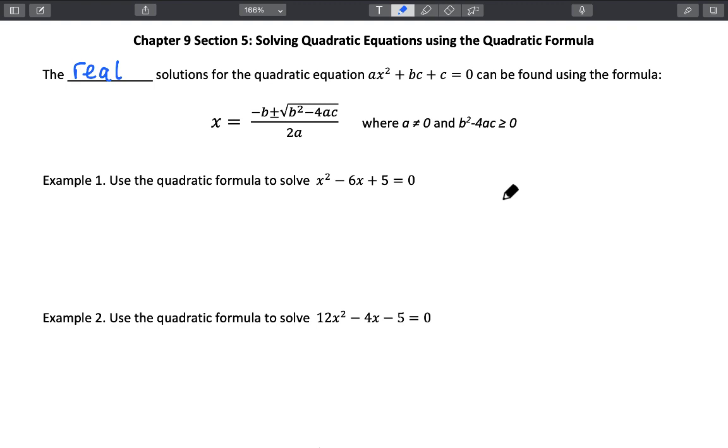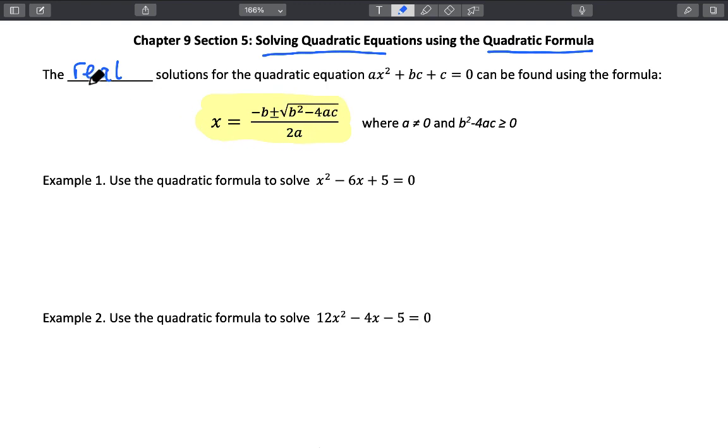In section 5, we've got yet another way to solve a quadratic equation. This time we are going to use the infamous quadratic formula. And that infamous quadratic formula can be found right here in your notes. And it goes like this. The solutions, there are two of them here: x equals the opposite of b plus or minus the square root of b squared minus 4ac, all divided by 2a.